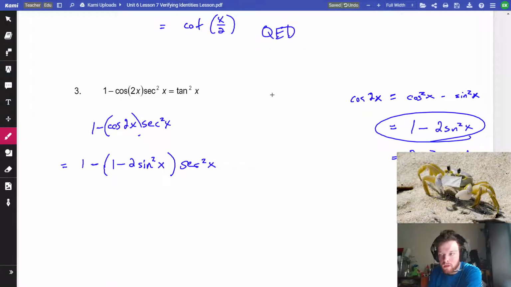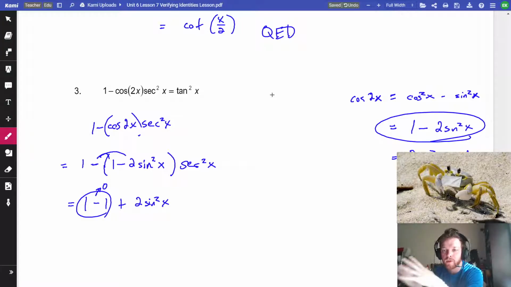1 minus 1 is 0. 1 minus 2 sine x, that's going to be a positive 2 sine squared x. This negative is distributing to the 1 and the 2 sine squared x. So I'm going to have a 1 minus 1 plus, that's going to be 0, plus 2 sine squared x. Oh, no, I'm making a big mistake. I am messing up the order of operations.